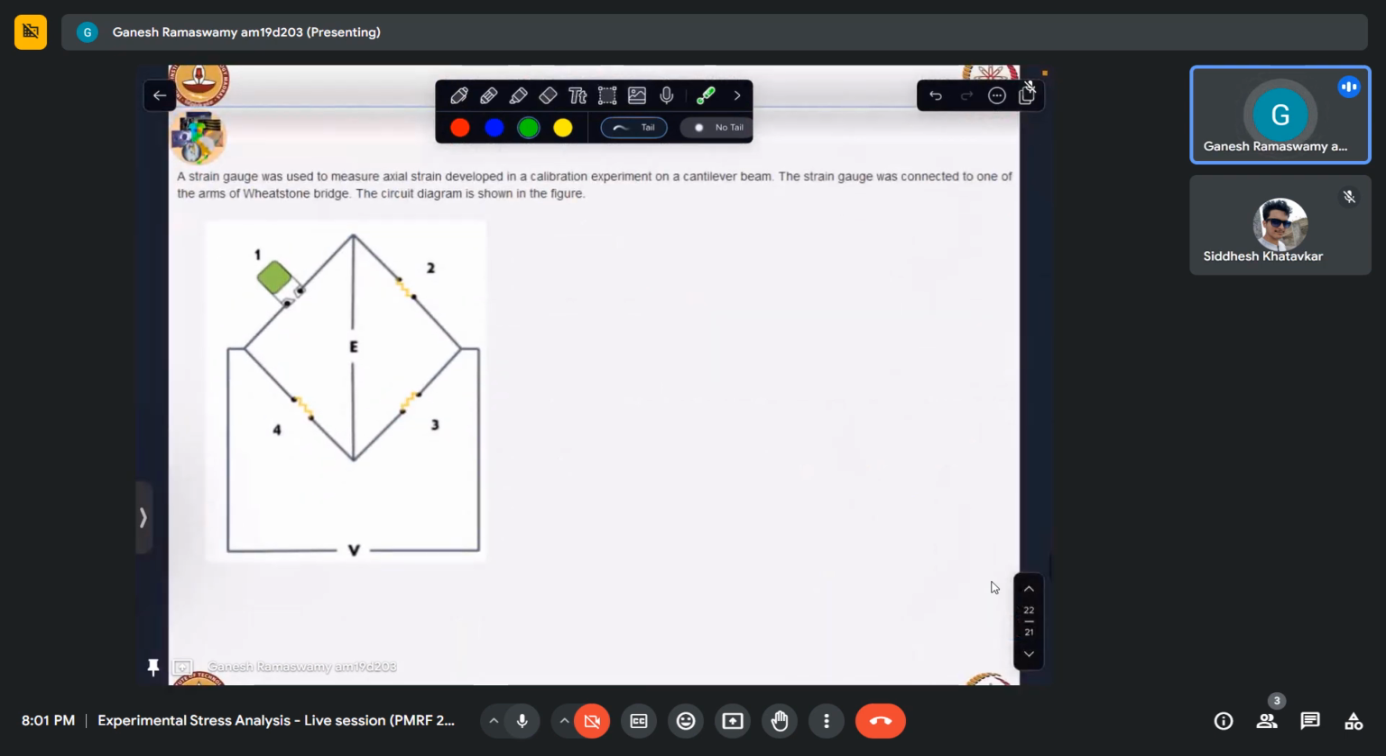Okay, so we have reached our strain gauges. I'll just take 2 to 5 more minutes. I'll just quickly explain this.